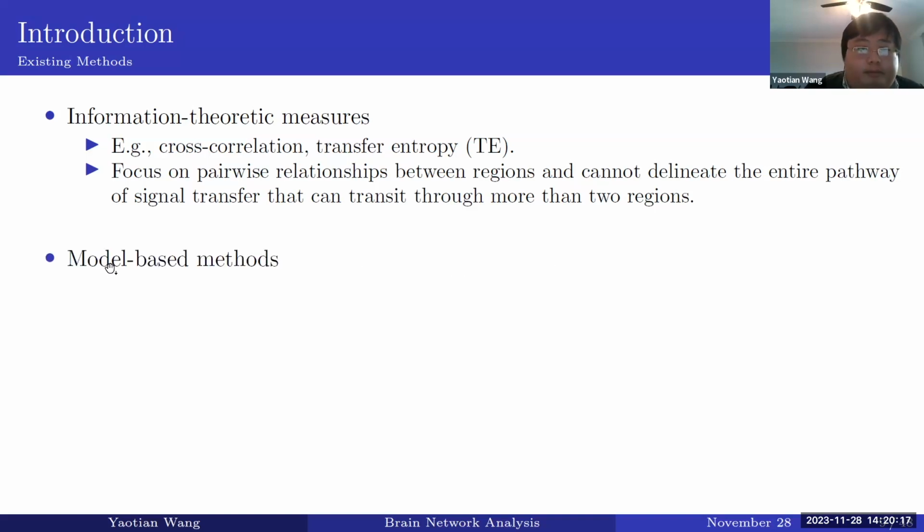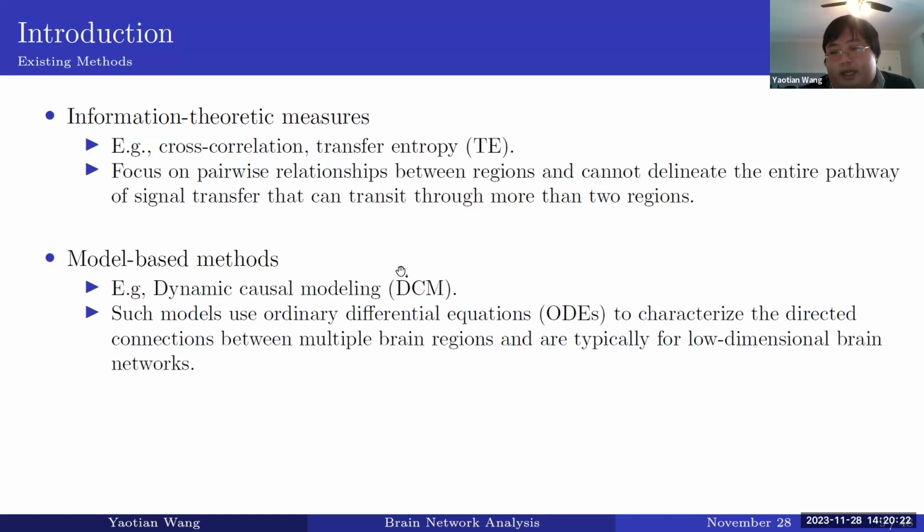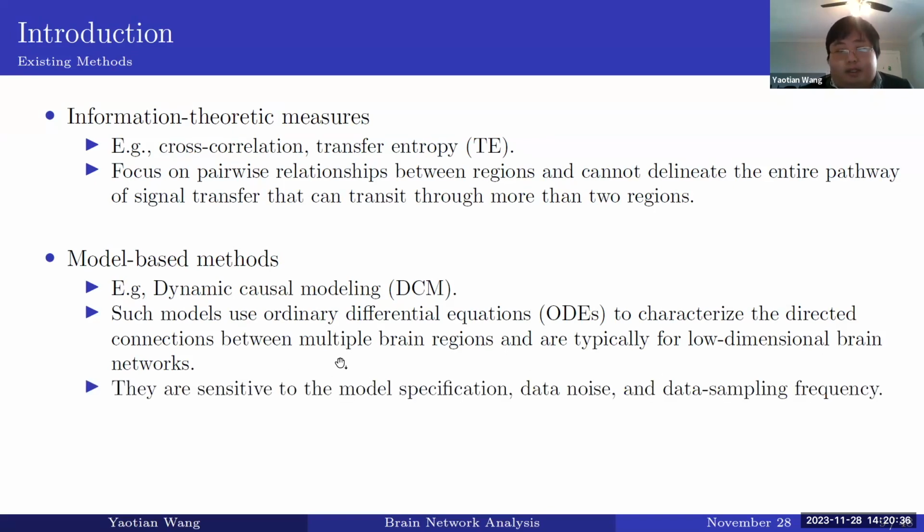On the other hand, model-based methods, such as the dynamic causal modeling, can simultaneously characterize the directed connection between multiple brain regions. However, since these models use ordinary differential equations, and they are typically for low-dimensional brain networks, and also as deterministic models, they are sensitive to the model specification, data noise, and data sampling frequency.